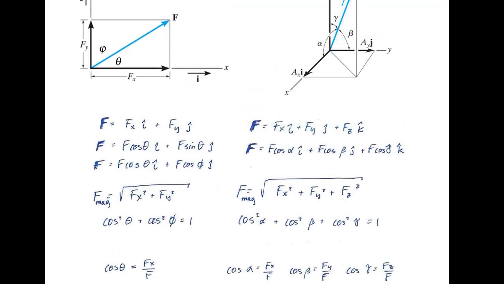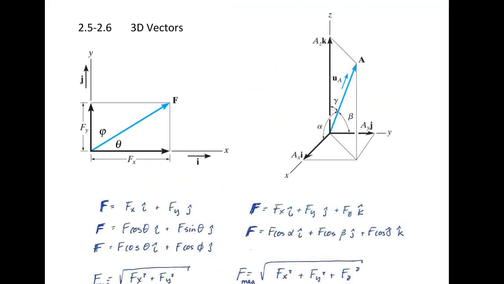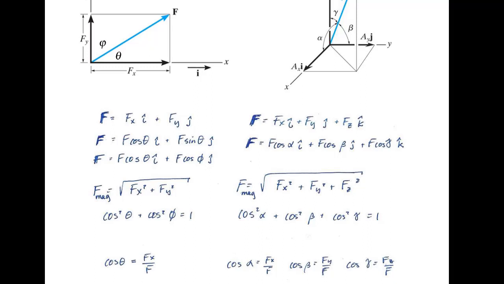Now what we've got in 3D is some analogous understanding. But here, instead of having theta and phi, we're going to call the angle that the force makes with the positive x-axis alpha. The angle that it makes with the positive y-axis, or the j-axis, beta, and the angle that it makes with the positive z-axis, gamma. With that, there are some analogous equations which can be applied.